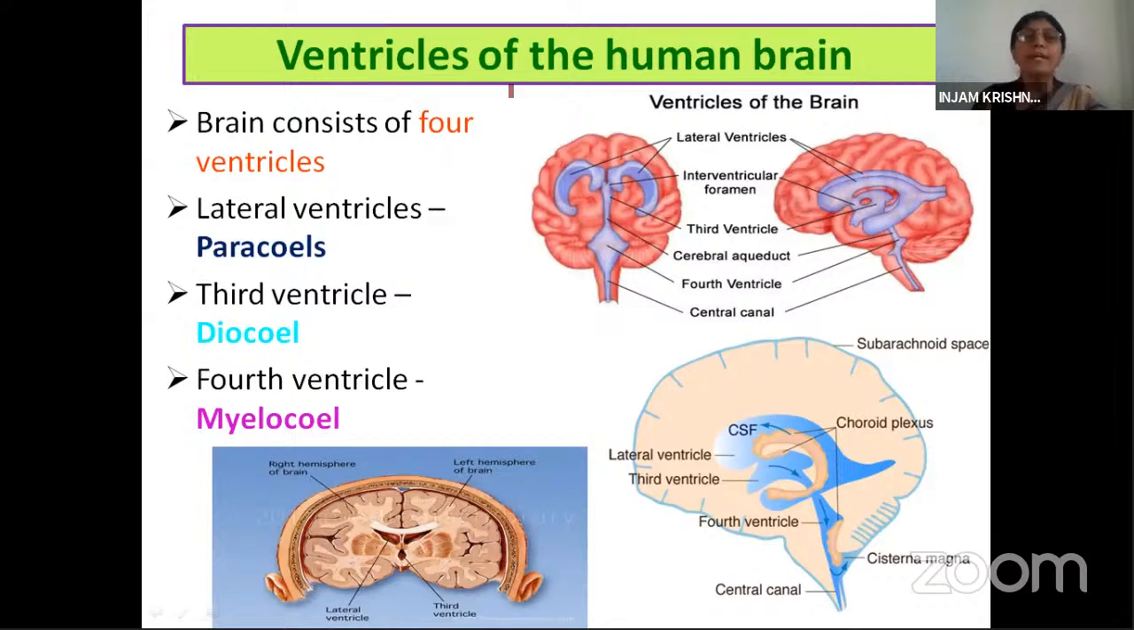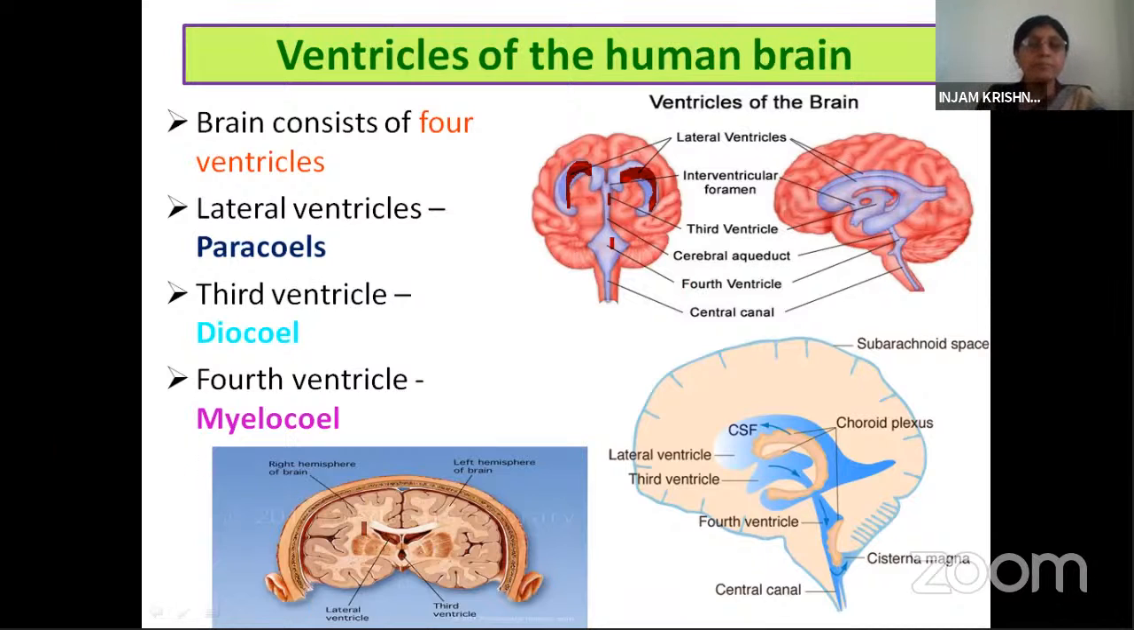Next, ventricles of the human brain. The brain consists of 4 ventricles. Lateral ventricles, paracoel; third ventricle, diacoel; and fourth ventricle, myelocoel. So these are the 4 ventricles. Where are they situated? Here, this is the lateral. And here the third one, this is the fourth one. These are the 4 ventricles.